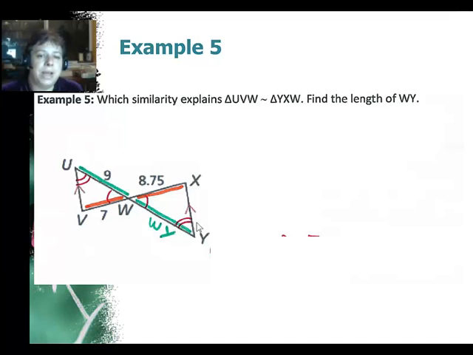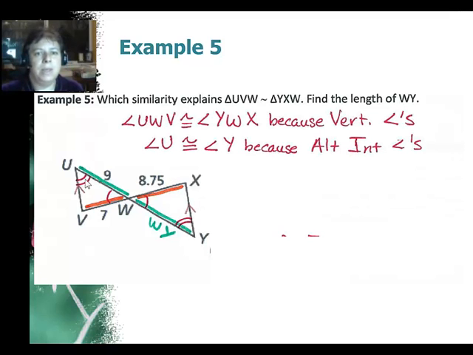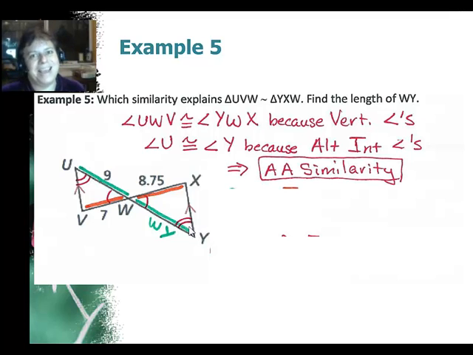These two, angle U and angle Y, are alternate interior angles because this is a transversal and lines UV and XY are parallel. When you have a transversal and parallel lines, alternate interior angles are congruent. So I can say that these two angles are congruent because of vertical angles, and these two angles are congruent because of alternate interior angles. That means that my two triangles are similar, again by angle-angle similarity.